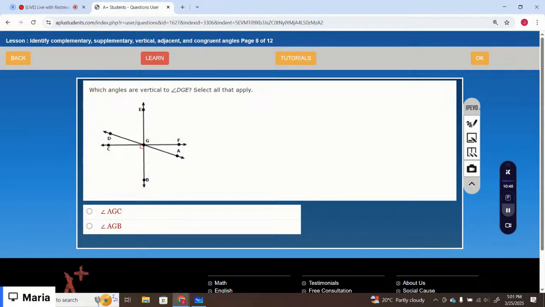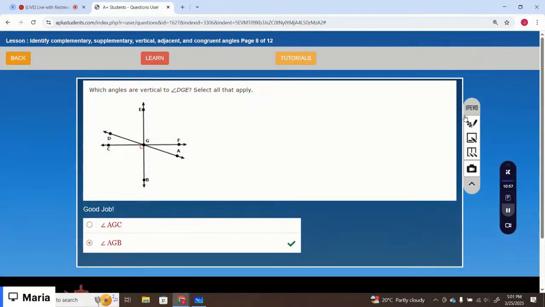Which angles are vertical to angle DGE? That is AGB. Option number 2 is the correct option. Okay, you can complete the lesson by yourself later today. Let me move on to the next lesson.